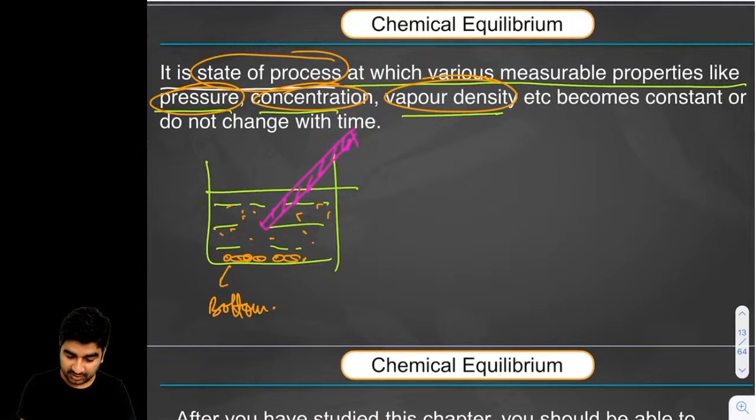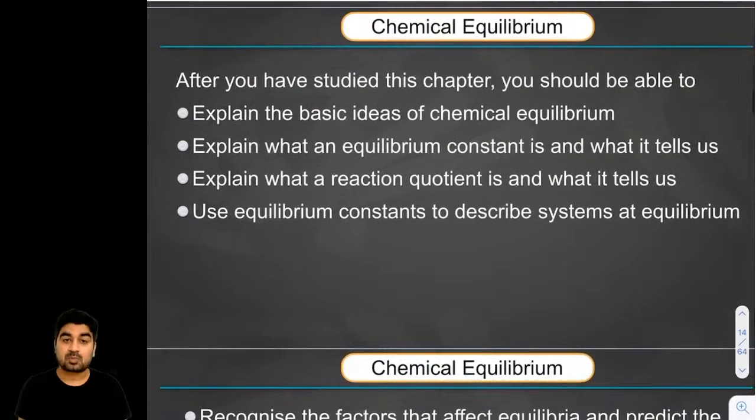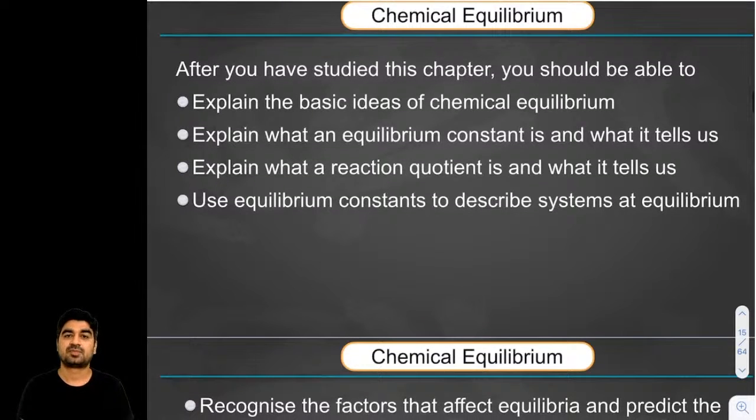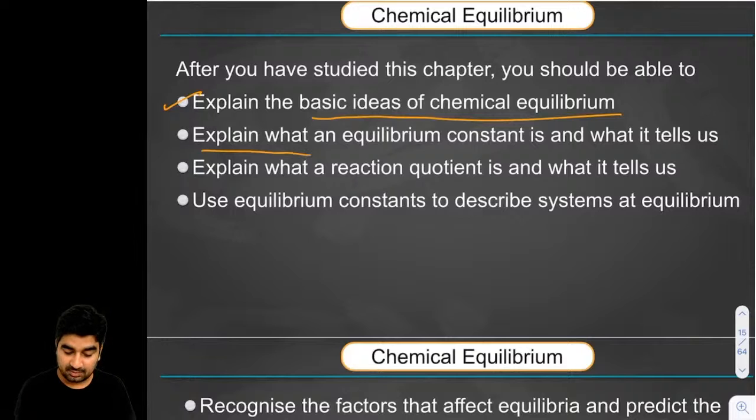Okay, guys. Now what are the points which I'm going to cover in the next few classes? What are the objectives of this chapter? After you have studied this chapter, you should be able to, point number one, explain the basic idea of chemical equilibrium. After this, you will be able to explain what an equilibrium constant is and what it tells us.